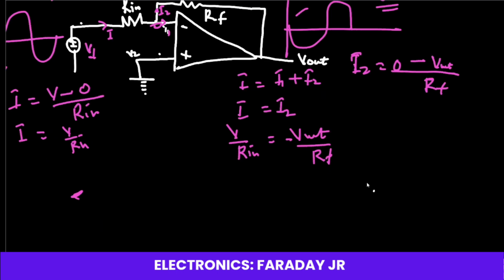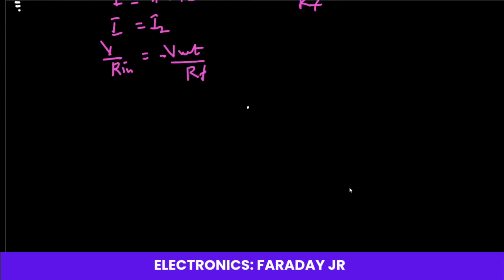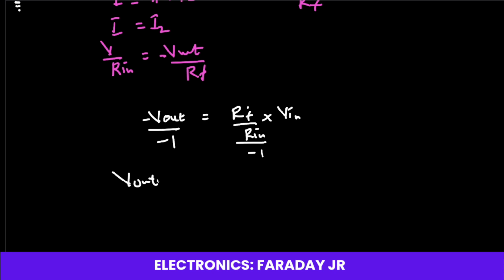Okay. Now according to this equation, we can make V out the subject by multiplying by RF. That will end up giving us minus V out is equal to RF over R in multiplied by V in. Okay, let me put it as the input voltage. Now we are dividing here by minus. So we can see that V out is equal to minus RF, the feedback resistance, divided by the input resistance, multiplied by the input voltage.